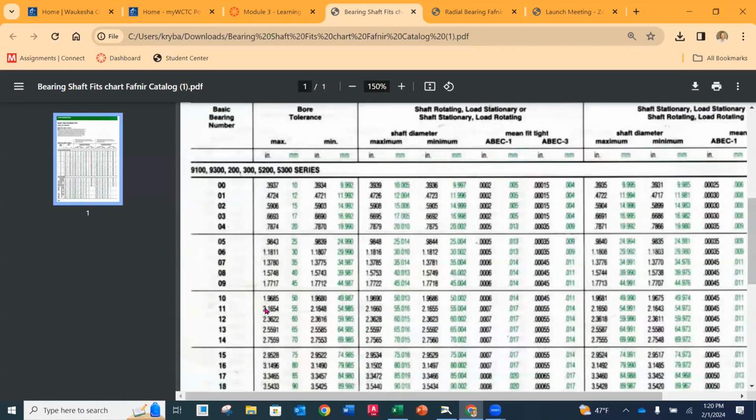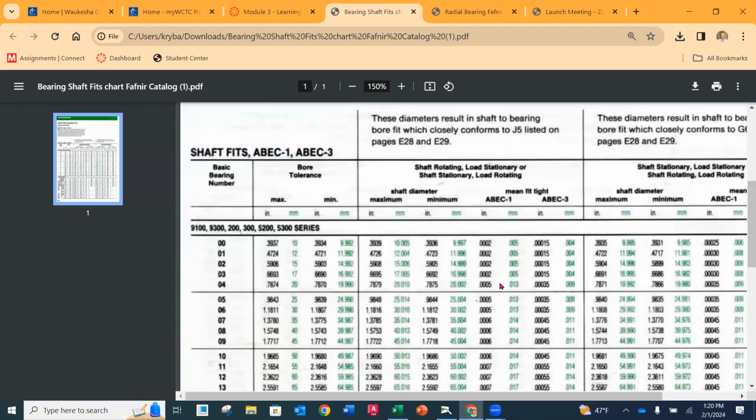So now we're going to go over to the right. The first section here is just what the bore tolerance is, and this is on the actual bearing. So this is not what we want yet. We're going to go to the next sections here. The first portion is kind of asking you about your application. Do you have a shaft rotating and load stationary, or do you have a shaft stationary, load rotating? So sometimes the shaft is going to just sit in one spot and then something else is going to rotate around it. Or you're going to have the shaft rotating and then the part is going to be stationary. Okay. So you get to decide.